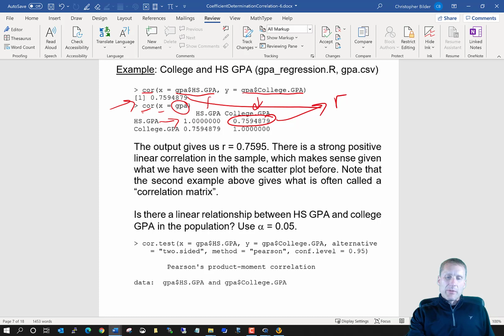If I were to match up high school GPA and high school GPA, in terms of what's the correlation between the exact same variable, well, it's exactly equal to 1. Think of plotting high school GPA on the x-axis, high school GPA on the y-axis. You would have all the points going on a straight line there. Correlation would be 1.